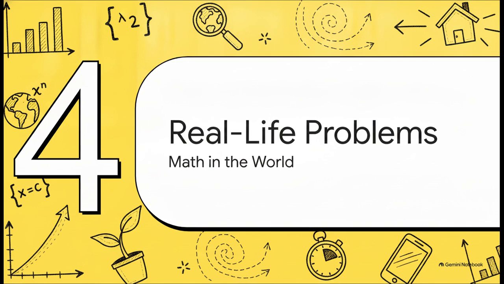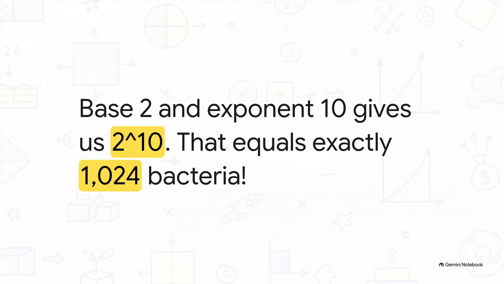Section 4. Solving real-life problems. Let's see how this math plays out in the real world. Let's jump back to that initial puzzle, a single bacterium doubling every hour for 10 hours. Now that we actually understand bases and exponents, we know the base is 2 because it's doubling, and the exponent is 10 because it's happening over 10 hours. By simply writing 2 to the 10th power, we solve that massive growth puzzle instantly. 2 to the 10th is exactly 1,024 bacteria.